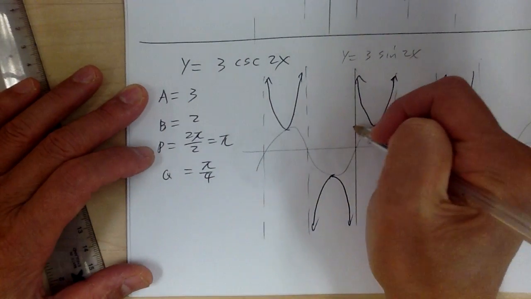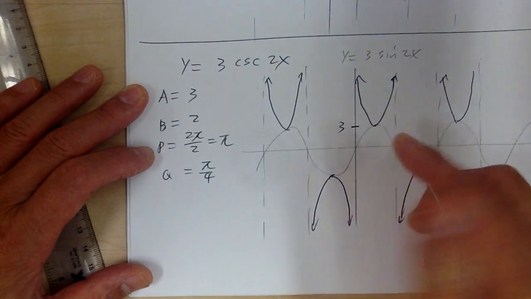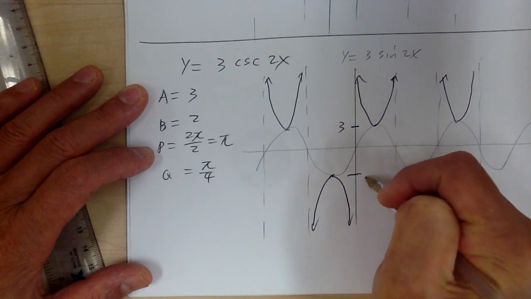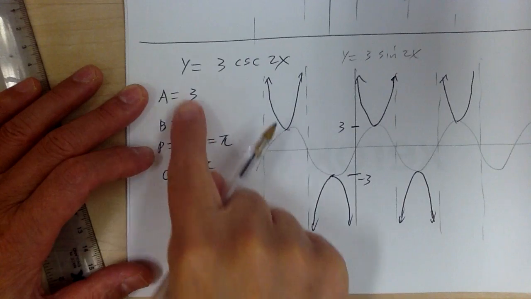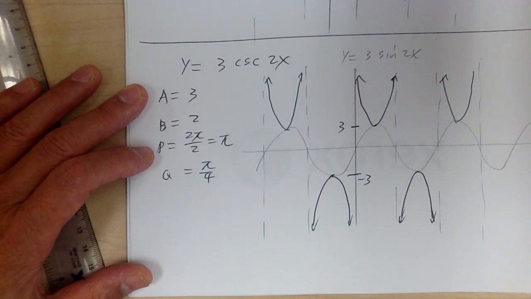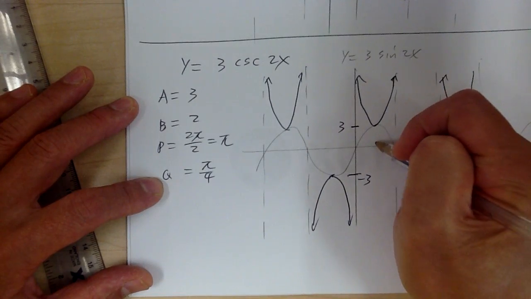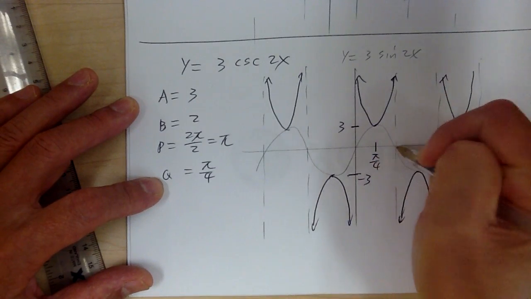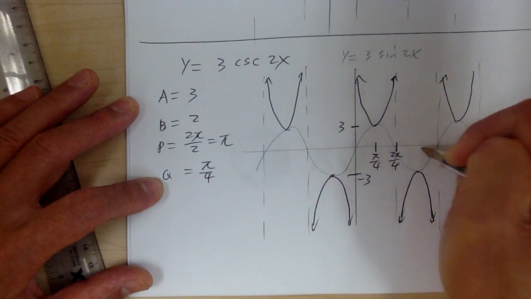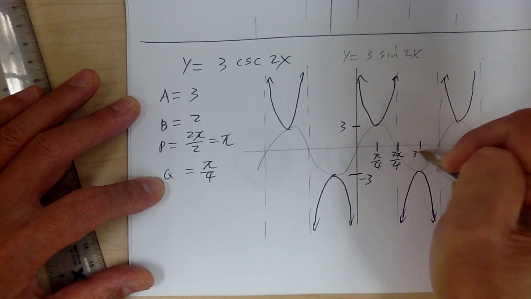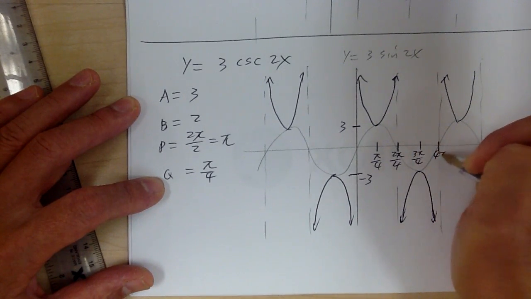Now A is 3. That means this point is 3, right? And this point would be -3. That's your amplitude, right? Then your quarter wave is pi over 4. That means every section is pi over 4. So this would be pi over 4, 2 pi over 4, 3 pi over 4, 4 pi over 4.